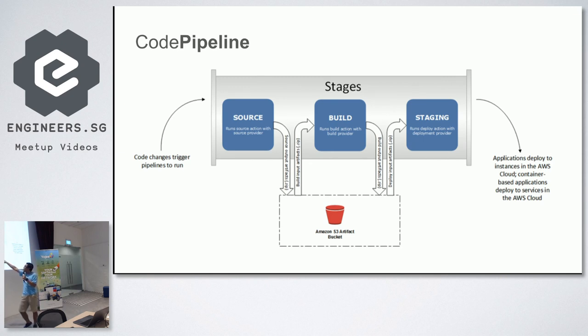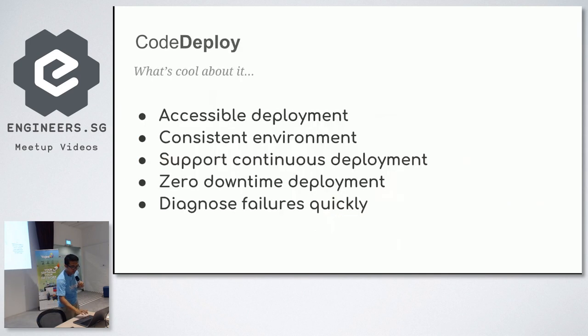So the output from the first stage, which is source, could be called by any stage. It's not always a sequential process, but the output from this could be called by all of the stages as long as they are inside the same pipeline process. Okay, as it's called Deploy, it's a very cool tool.